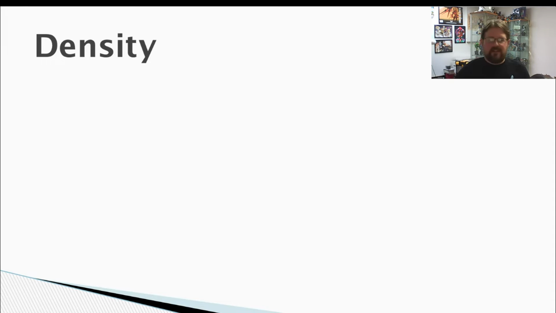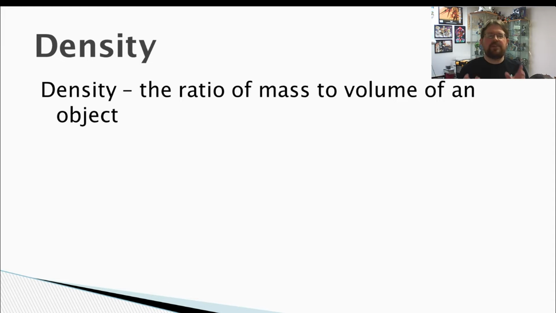So what is density? Density is the ratio of mass to volume of an object. That means it is the mass, how much matter is contained in an object, per the amount of space it occupies, volume. Okay? It is a ratio of those two things. That means it doesn't get its own unique unit. The unit of measure for density is grams per milliliter. Gram, a unit of mass, per a unit of volume, milliliter. That shows that it's a ratio of mass to volume.